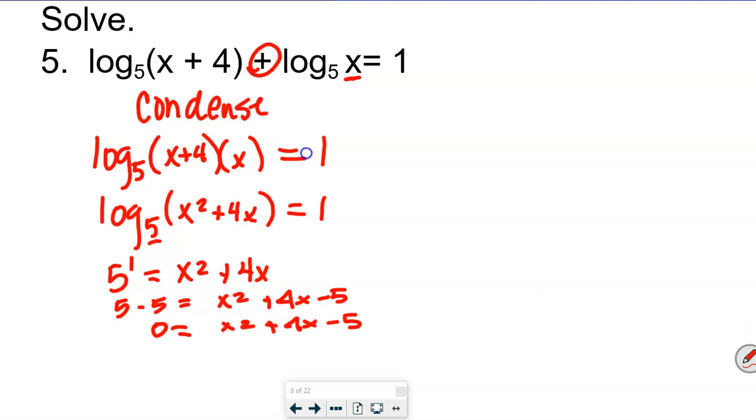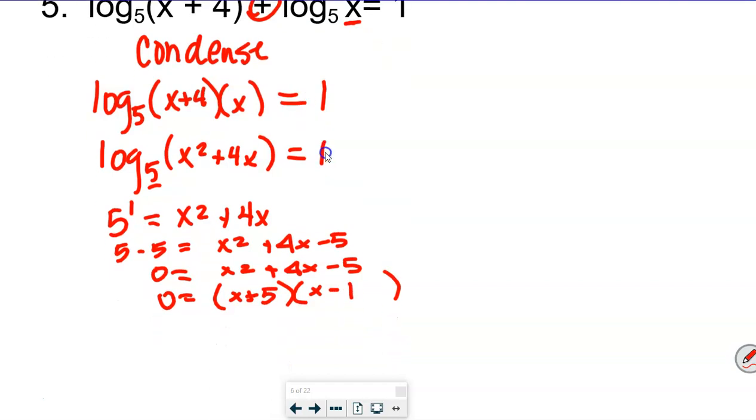Now we got to factor that. So we're going to have x and x. What are the factors of negative 5 that when added together give you positive 4? So that would be plus 5 and minus 1. We're going to set both these factors equal to 0. So we're going to set this one equal to 0. So x is going to be equal to what? Negative 5. And over here, x minus 1 equals 0. So x is equal to positive 1.